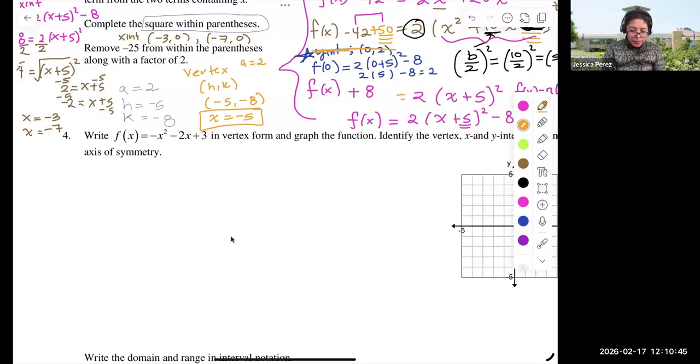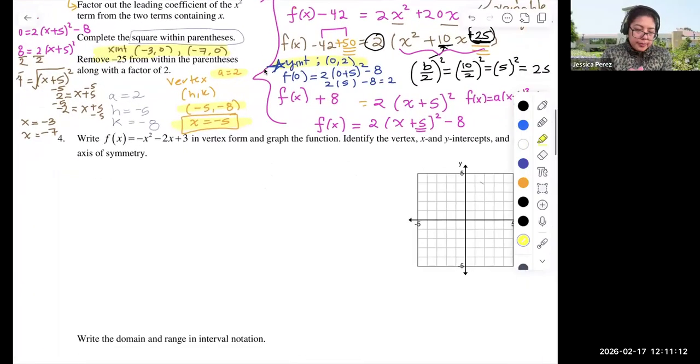So I have my y-intercept, my x-intercepts, my axis of symmetry, and my vertex. I identified everything: x-intercepts, y-intercepts, vertex, and axis of symmetry, and there's my a. I know it's going to go upward. So we're going to do the same thing for question 4.